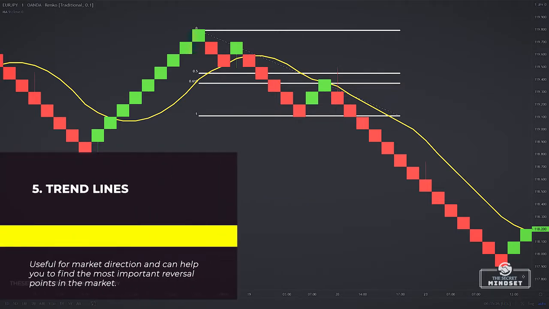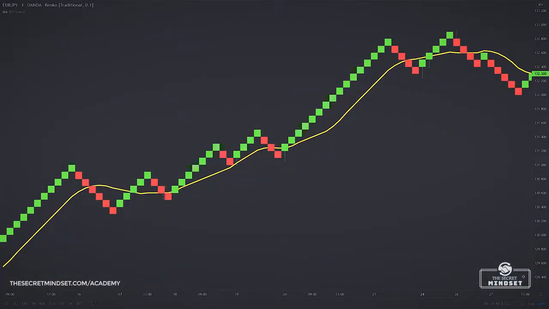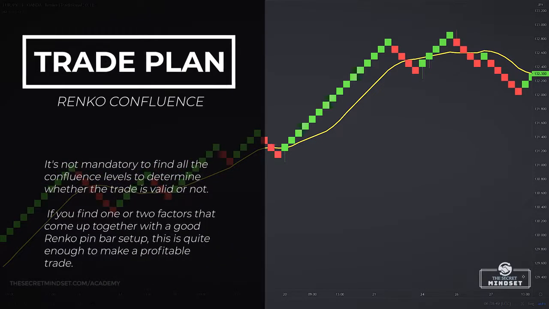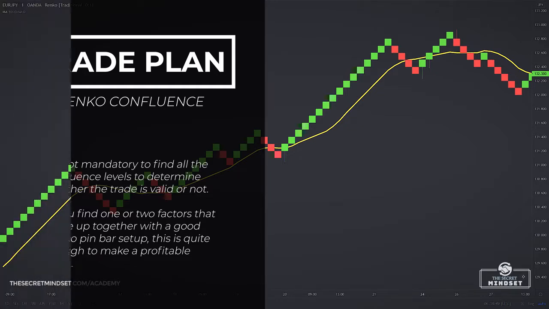Also, trend lines. Drawing trend lines on your chart can give you an idea about the market direction and can help you to find the most important reversal points in the market. When you are analyzing your chart, you are not obligated to find all these levels to determine whether the trade is valid or not. If you can find just 1 or 2 factors of confluence that come up together with a good Renko pin bar setup, this is enough to make a profitable trade.